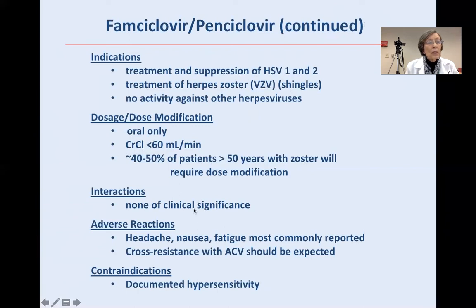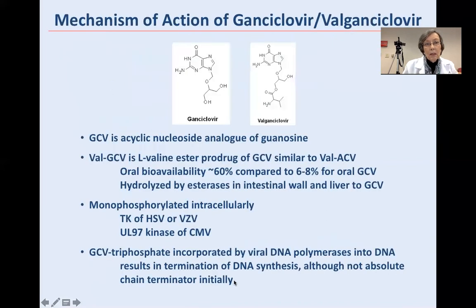There are no clinically significant interactions. Some adverse reactions, which are relatively mild: headache, nausea, fatigue. You can get cross-resistance with acyclovir, which you would expect because they have a similar target. And again, the only contraindication is if there's been documented hypersensitivity. Now, ganciclovir is a drug of choice for CMV. And it's an acyclic nucleoside, again, of guanosine. We've got a recurring theme here.